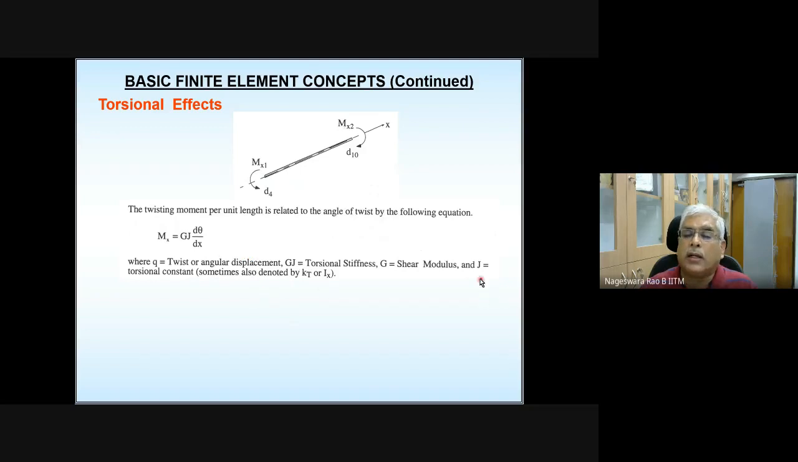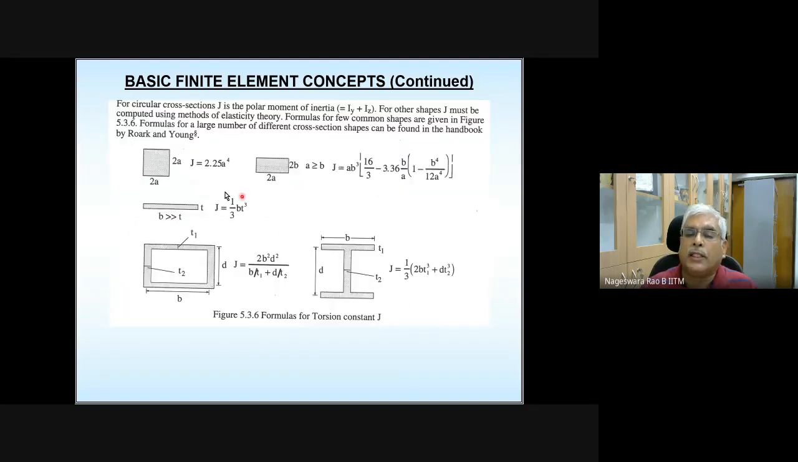And this torsional constant J is there. It depends on the cross-sectional properties. For different cross sections, what it is is given here for a few of the cross sections. And if you refer to any standard textbook on strength of materials or mechanics of materials, or any handbook related to design, you can find these torsional constants for various cross sections, even for T sections and all kinds of sections. Okay.